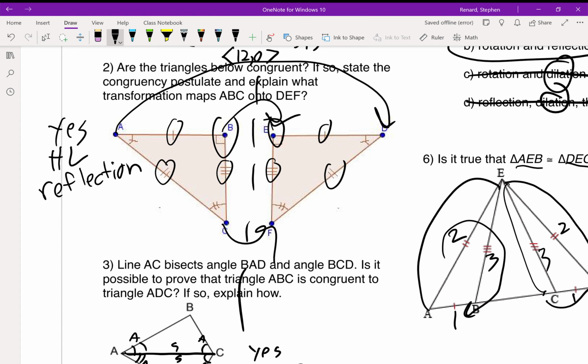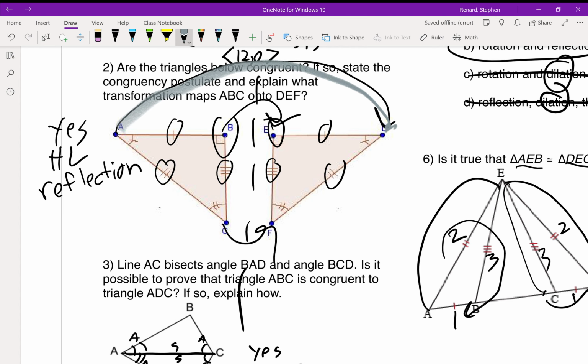If they're non-congruent, you can also use dilations and things like that. So dilations give you similar figures. So here I end up with hypotenuse leg, and then I use this line right here as a reflection line in order to get ABC. Because see here, A has to go over to D right there.